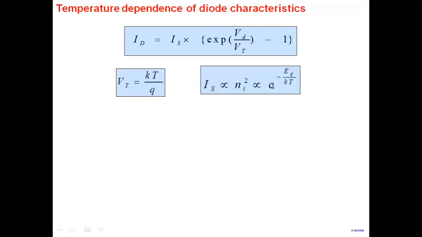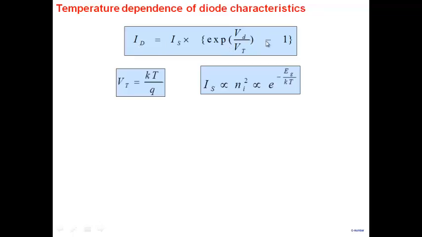Note that IS is e to the power minus EG by kT. So IS increases. And it turns out when we look at the 2 numbers, the increase in IS is much more than the decrease in this particular factor. So actually, as the temperature increases, if you fix the voltage here, 0.7 or 0.6 or whatever, the diode current would increase with temperature, and would increase exponentially.